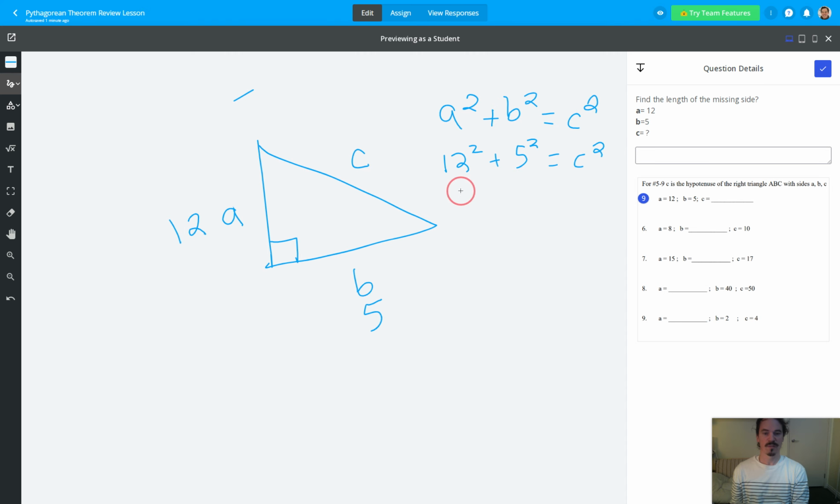12 times 12, 144. Plus 5 times 5, 25. And then when you solve for this, you're going to get a number, and you're going to square root both sides, and you will get an answer. Okay, so whatever that answer is, you're going to put that in here.